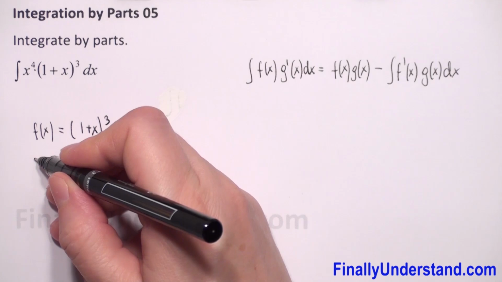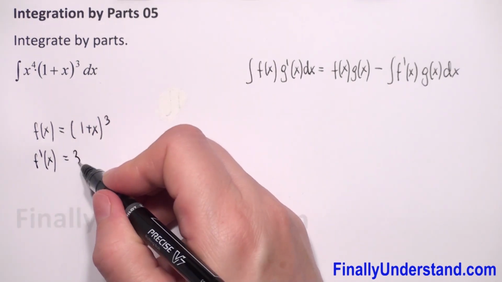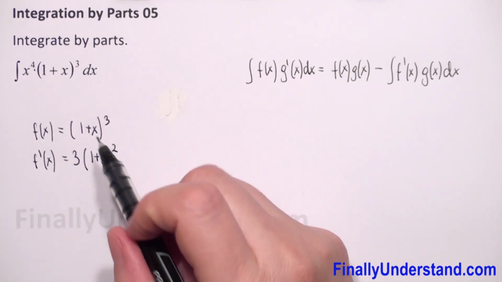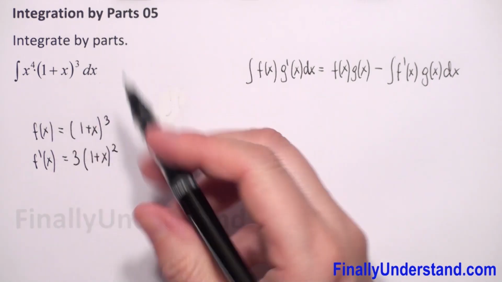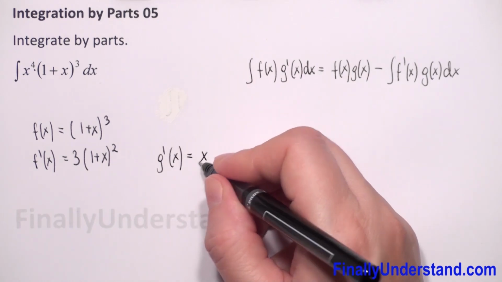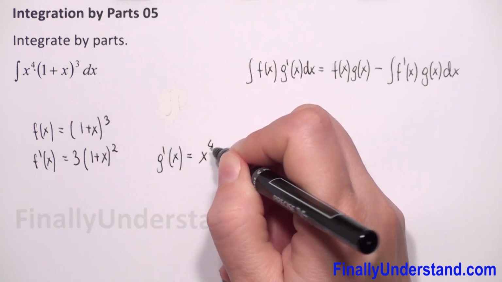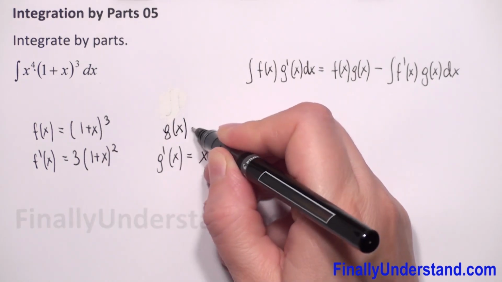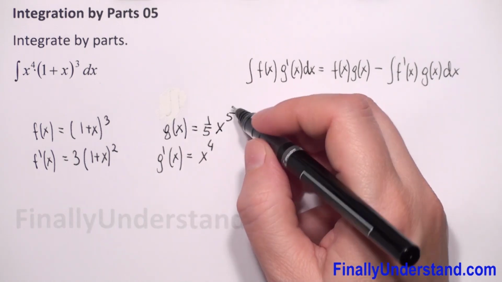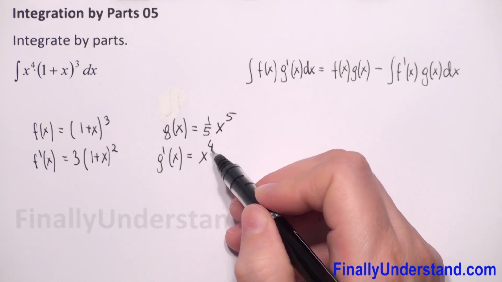So now we need to find the derivative of f. It will be 3 times 1 plus x squared. Next, what is left? x to the 4th power. So g prime will be x to the 4th power. We need to find the antiderivative of x to the 4th power. This is 1/5 x to the 5th power. You can always check: when you take the derivative of this function it will be exactly x to the 4th power.